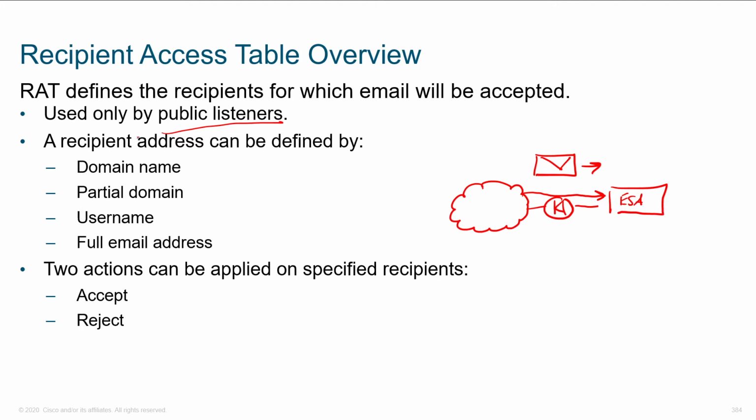So when we create this recipient access table, we're basically defining, hey, ESA, if you see this domain name, this partial domain, this username, or this full email address, then what? Remember, this is our if condition. If you see this, then take this action. And again, it's just a simple accept or reject, but this gives us the ability to say, hey, when you see emails coming into anybody at cisco.com, go ahead and allow it.